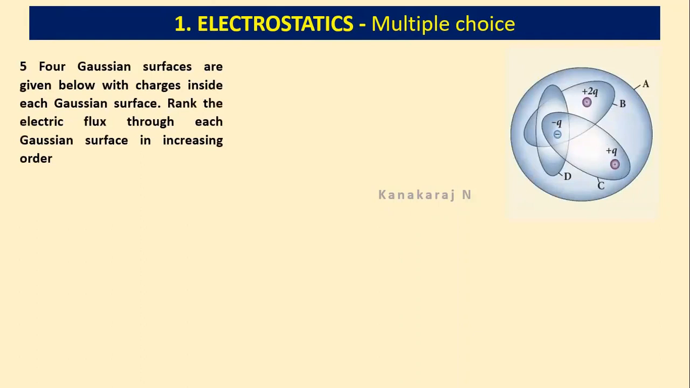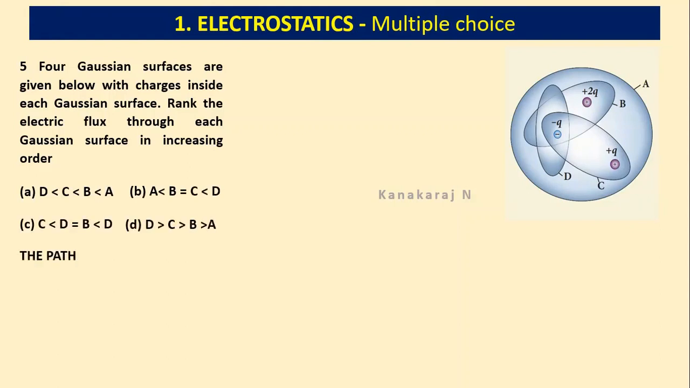Let us learn a multiple choice question from electrostatics. Four Gaussian surfaces are given below with charges inside each Gaussian surface. Rank the electric flux through each Gaussian surface in increasing order. So there are four options given here. Let us check the solution and find which one of these four is correct.